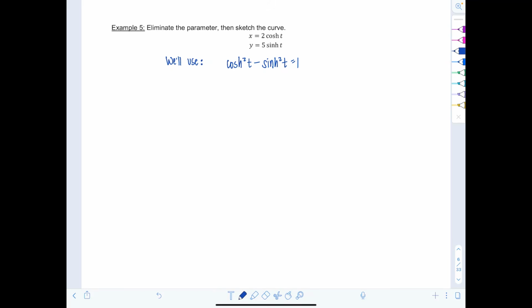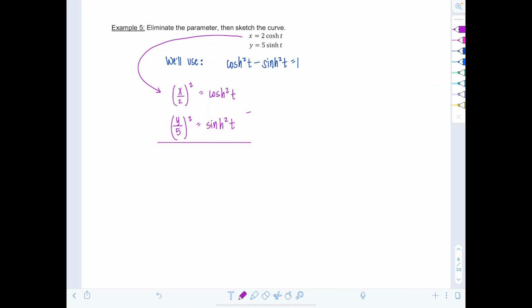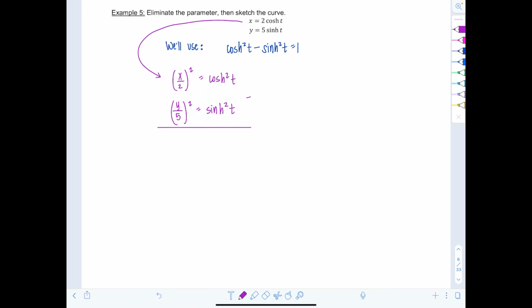Ooh, oh my. Okay, so we're going to start off very similar. I'm going to run through the beginning steps a little more quickly. So we'll have x divided by 2 squared, that equals cosh squared t. And then I have y divided by 5 squared, that equals sinh squared t. And remember, for the hyperbolics, this identity involves subtraction. And so now we're left with the equation x divided by 2 squared minus y divided by 5 squared equals 1. Do you recognize this?